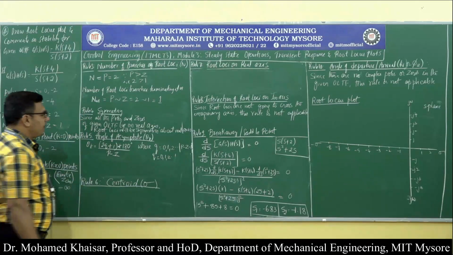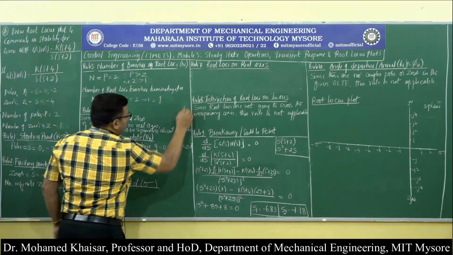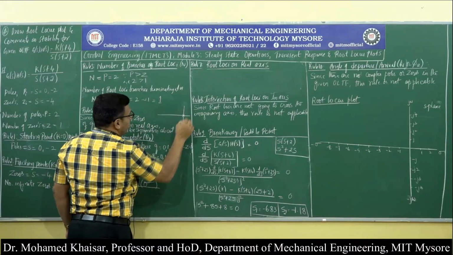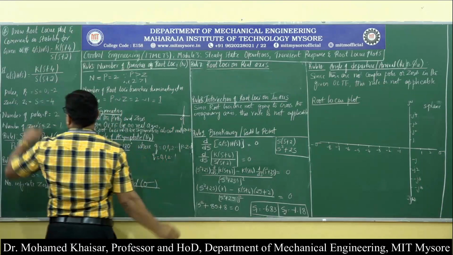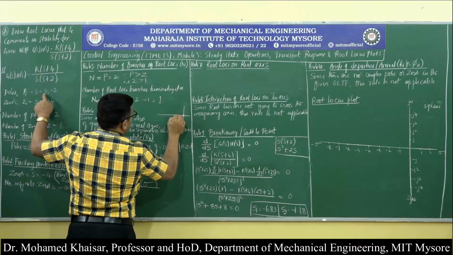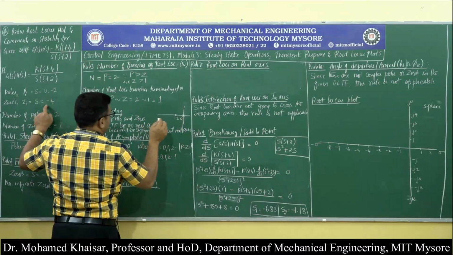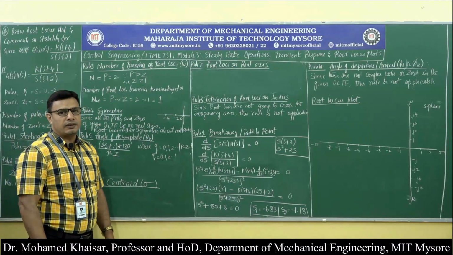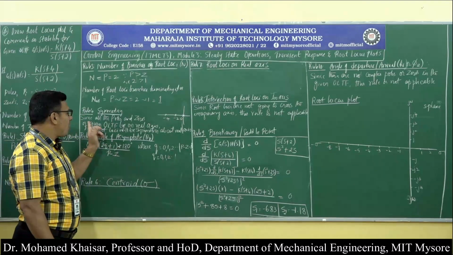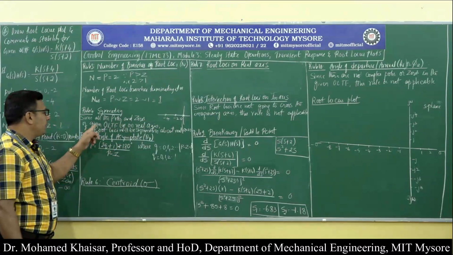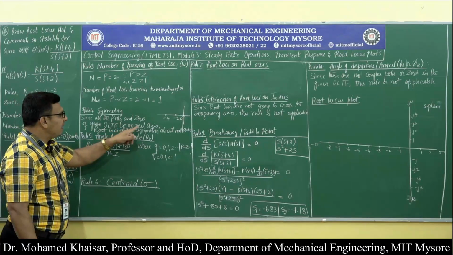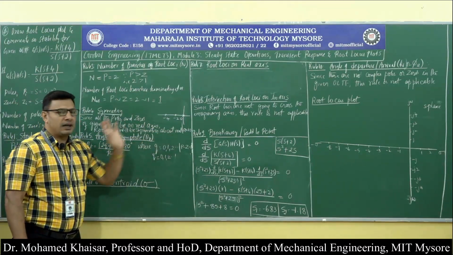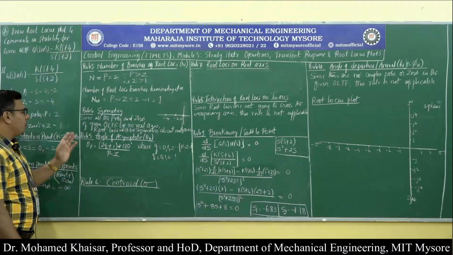Rule number 4 is symmetry. Now if you mark all the poles and zeros in the S-plane, there is a pole at the origin 0, there is a pole at minus 2, and there is a zero at minus 4. All of them are lying on the negative real axis. So since all the poles and zeros of the given open loop transfer function lie on the real axis, the root loci will be symmetric about the real axis. This is rule number 4.